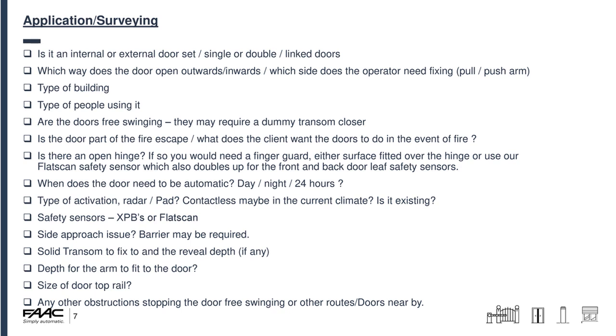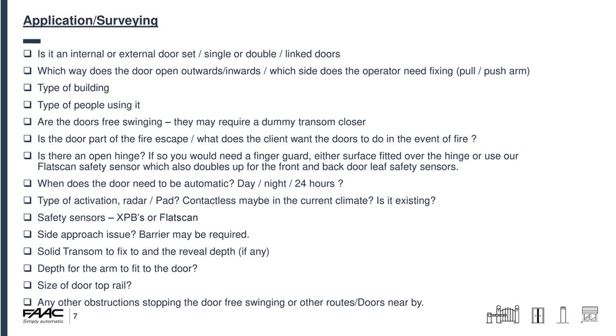Safety sensors, XPBs or flat scans. The XPBs are the black tube looking ones you see on automated doors. We recommend with the 950N2 that they are definitely put on these. What these do is, if the door is closing and somebody hasn't cleared the way, it will pick up that person and open itself back up again and make sure it doesn't get anywhere near them. The flat scans do exactly the same.